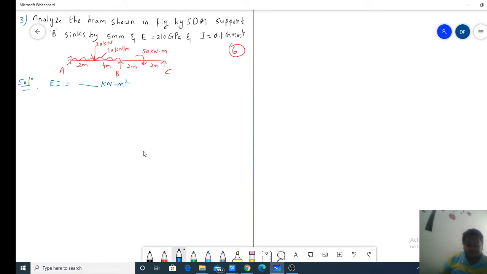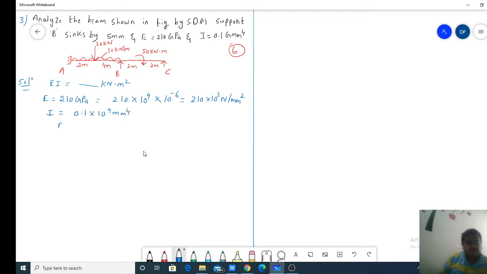So first I will take E. E is equal to how much they have given? 210 gigapascal. In order to convert this into Newton per mm square, this will be 210 giga, which means 10 raised to 9. To convert Pascal to Newton means 10 raised to minus 6. So this comes out to be 210 into 10 raised to 3 Newton per mm square. And if I am talking about I, they have given 0.1 into 10 raised to 9 mm raised to 4.